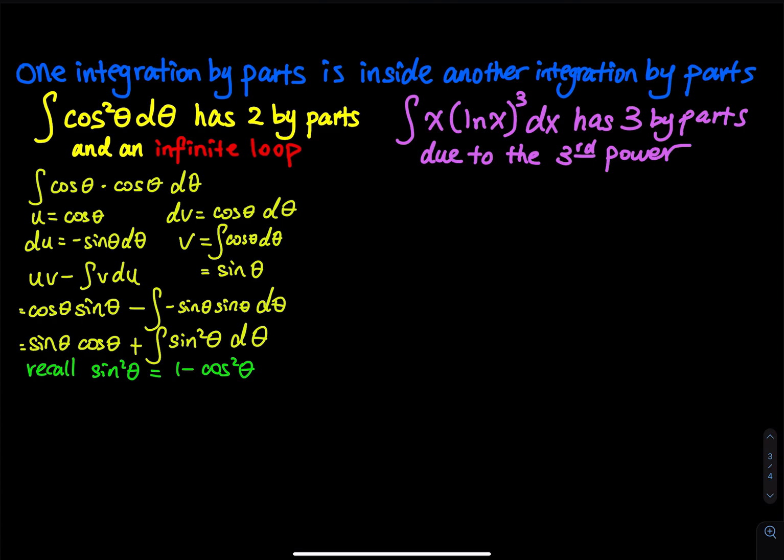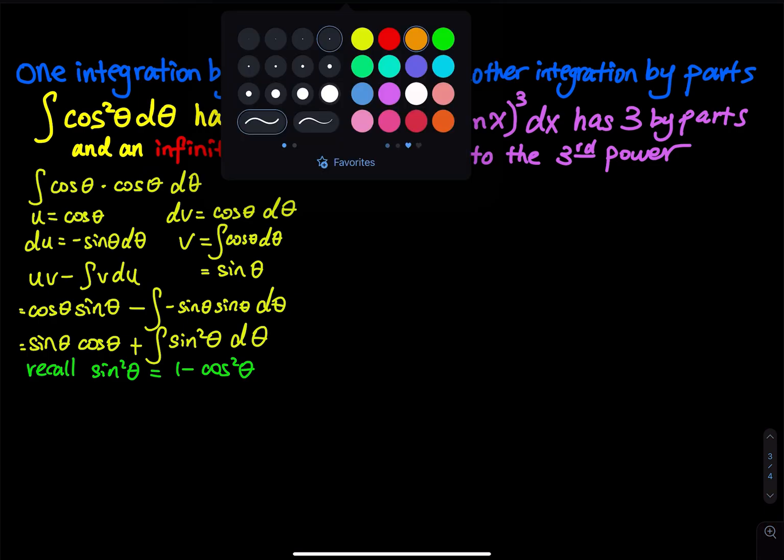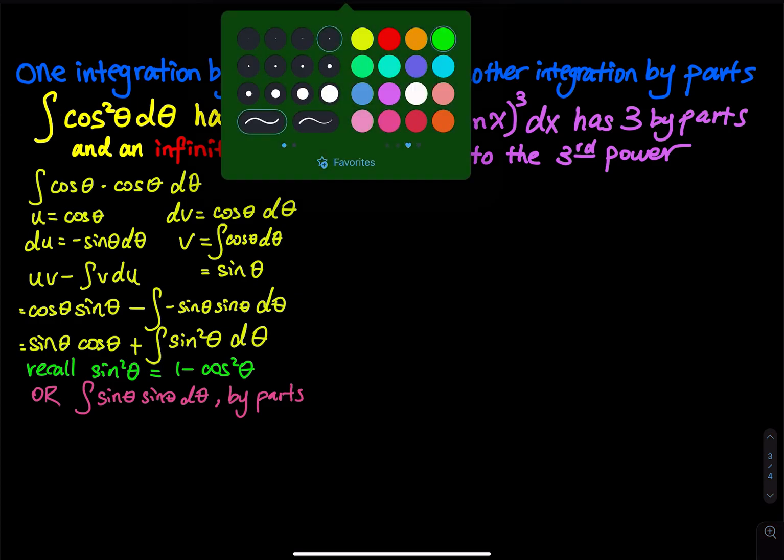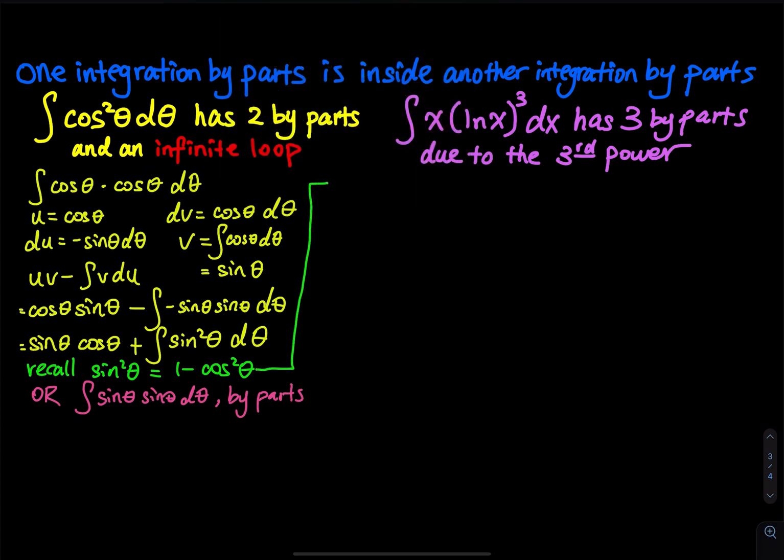The other way to do this, you can put an or: you let the sine squared become the integral of sine theta times sine of theta d theta, and then you do another integration by parts. But you will have to do an infinite loop at the end. So this one is a loop, and you have to know how to do it. I am going to use the green method. So what I am going to do next is let that equal 1 minus cosine squared. Alright, I am going to follow this color code and do the job right over here.